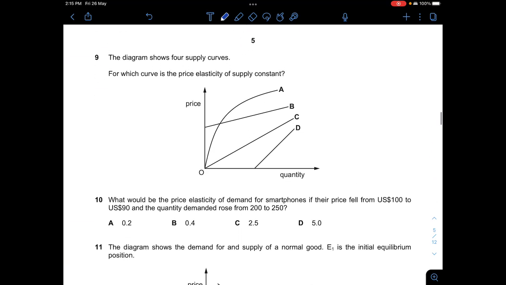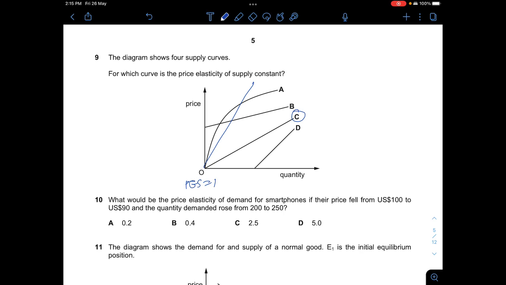Question 9, the diagram shows 4 supply curves. For which curve is the price elasticity of supply constant? You can see that for D, it is mostly PES less than 1. If it starts from 0, it's always PES less than 1 for D. And then if it starts from 0, the PES would always be 1, regardless of how you angle it, it will always be 1. So the curve that has constant PES would be C.